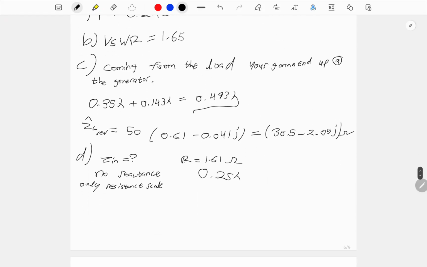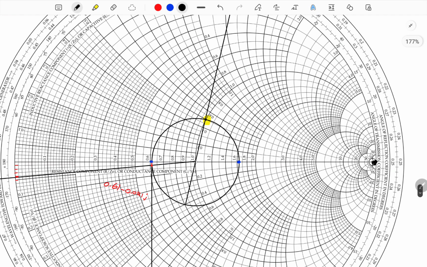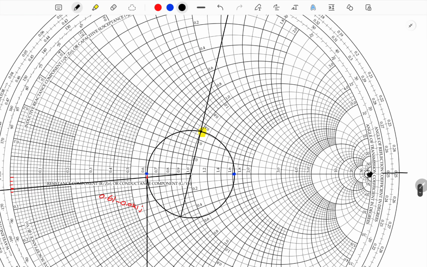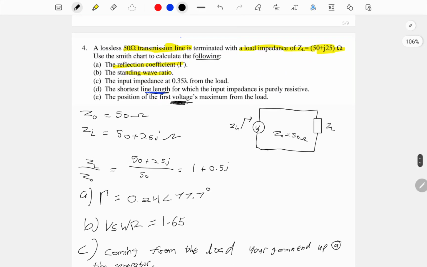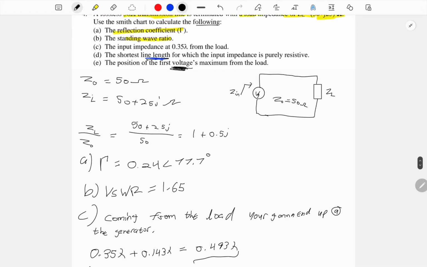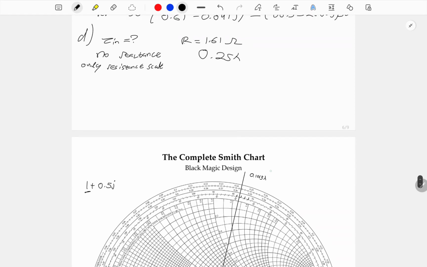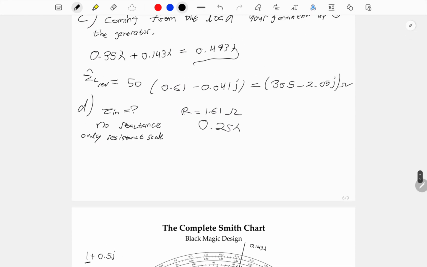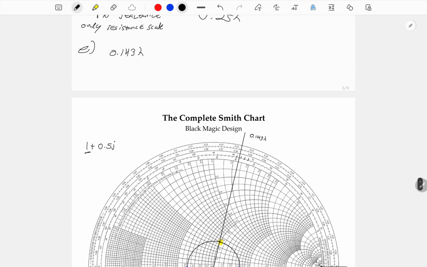Low position, what does that mean? So it's this. So it's 0.25 lambda. So it's the same as the last question. Yeah, except they want the position of the first voltage maximum from the load. So the load is here, right? Well, what is the load? The load is 0.143. So we do 0.143 minus 0.25 to get the thing, or 0.25 minus 0.143.